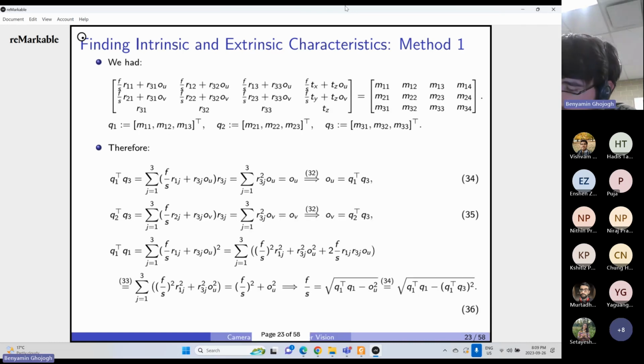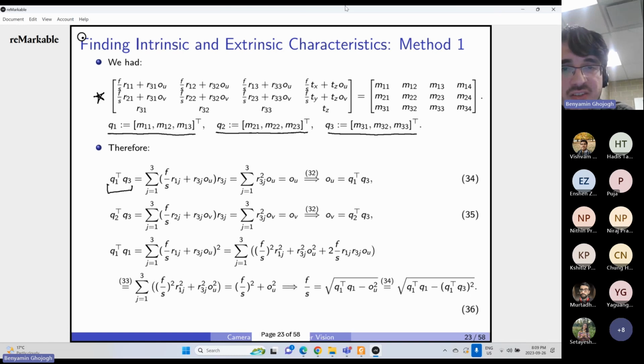Now consider, this was what we had, and these are Q1, Q2, and Q3 that we defined. Now consider Q1 transpose Q3. By the way, we know Q1, Q2, and Q3 because the Mij values are known, right? So Q1 transpose Q3 becomes some known scalar, right? Now, what is Q1? So this is Q1.